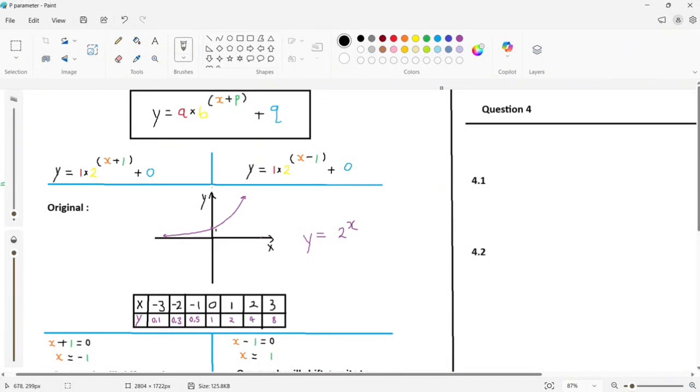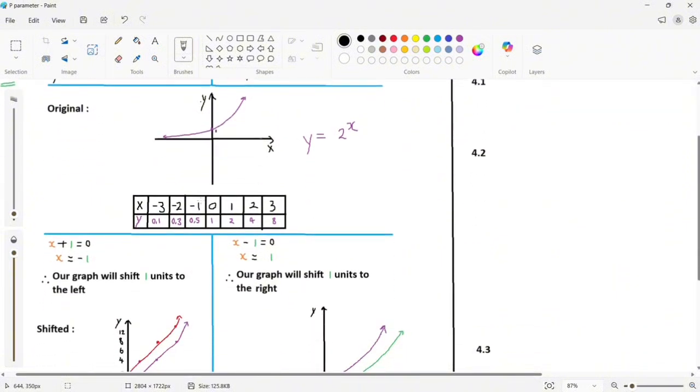Here we have two equations of exponential functions. One is given by the equation y = 1 × 2^(x+1) + 0, meaning our graph has no vertical shift. That's why there's a 0 there. Now, if we have x + 1, what does that mean for our graph? It means our graph has moved 1 unit to the left.